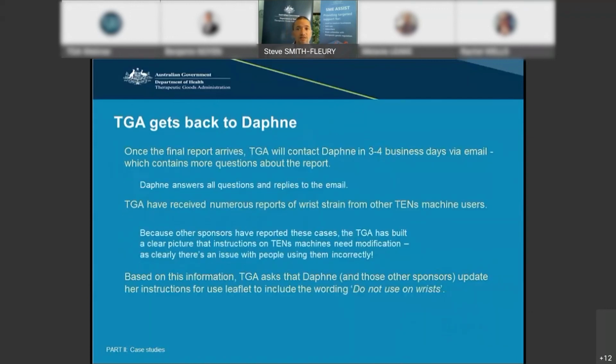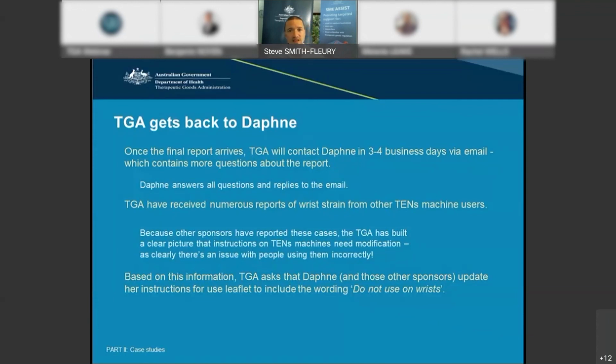Once the TGA receives her final report, we will typically contact a sponsor within 3 to 4 business days. This is done through email, and the email will typically contain further questions about the report for the sponsor to answer. We may want to know the current supply numbers of the device or request a copy of the instructions for use, and we may ask for the sponsor's analysis at this point too. So when we reach out, Daphne answers all the questions we've asked her.